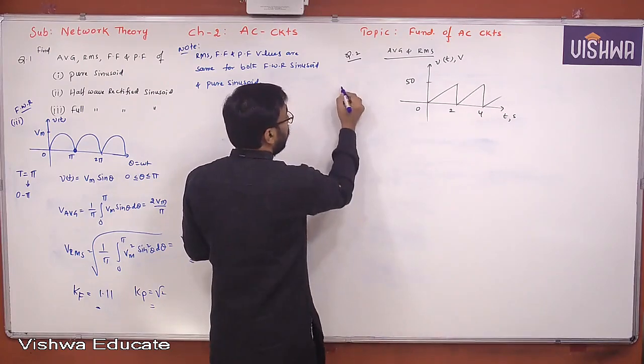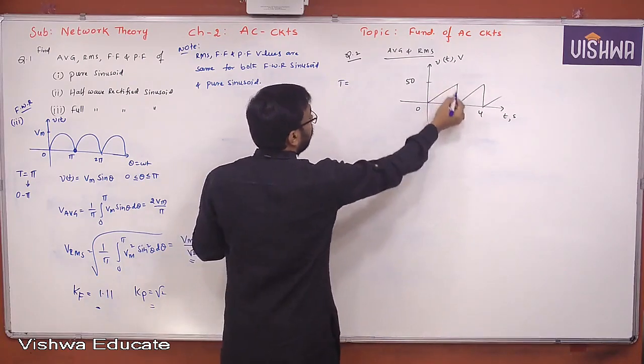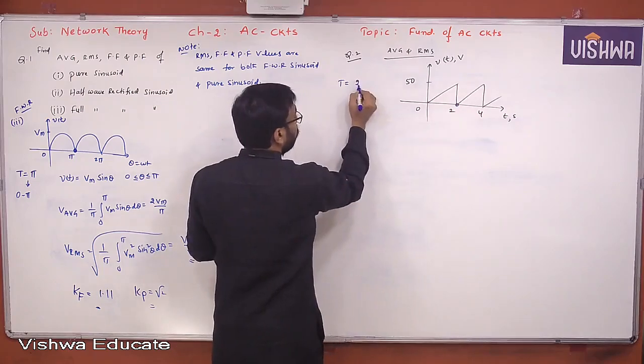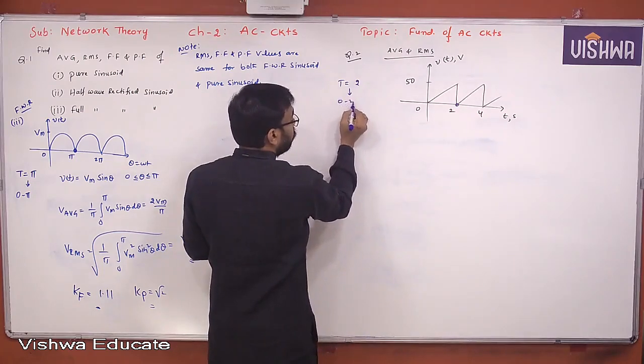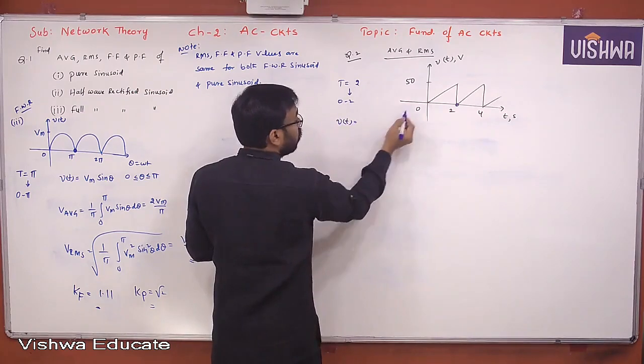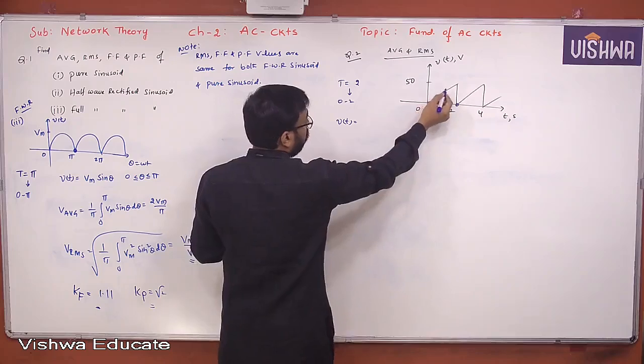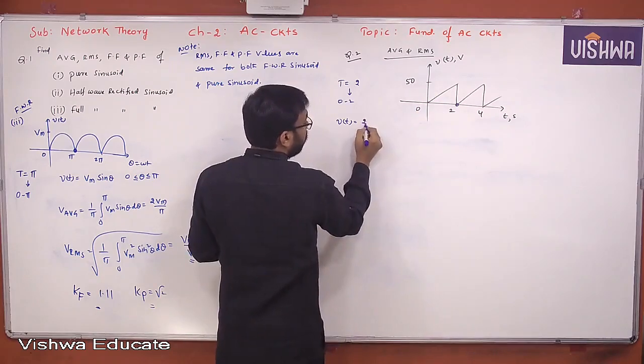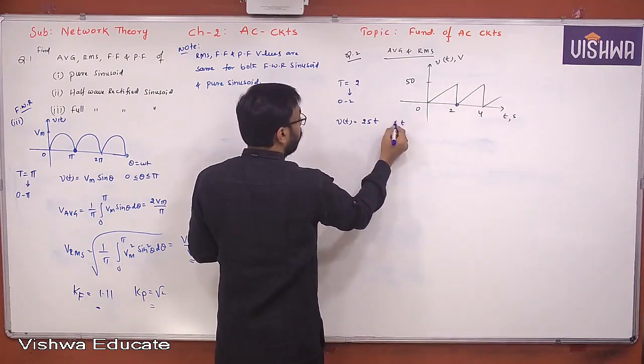Okay, so T first define. What is the T? Hereafter the waveform starts repeating, therefore 2. That means 0 to 2. Now we need to define mathematically what is that waveform. V of t is equal to what? 50 by 2. That is the slope is what? 50 by 2. That is 25. 25 t for t between 0 to 2.